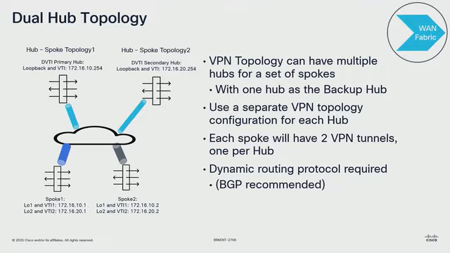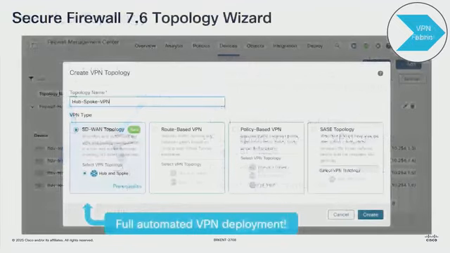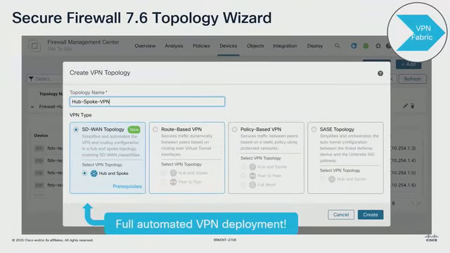Now, this is not auto VPN. There is a flow for this. I'll just show you what that looks like. So in 7.6, we created this topology, kind of call it a wizard. So you say, okay, I can either do a route-based VPN, and that's me manually adding the spokes like I just showed, or we can use this new topology wizard.